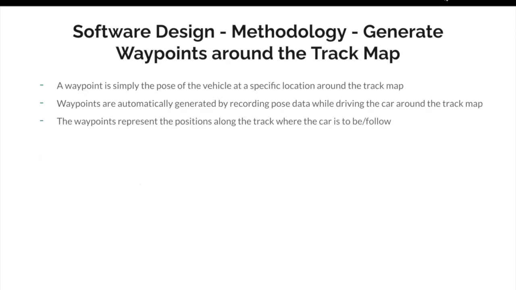So we can localize now, and of course we have a track map. Now we want to generate the waypoints along the track map. A waypoint is simply the pose of the vehicle at a specific location around the track. And we'll generate these waypoints by recording pose data while driving the car around the track. So once we have these, we want to follow them.